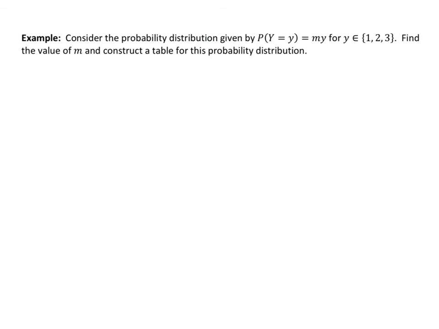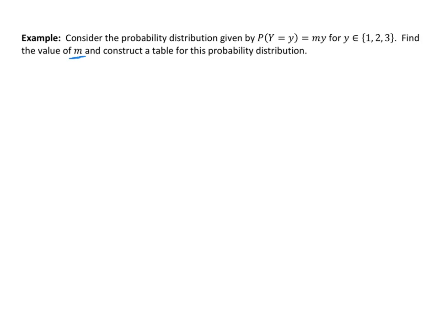It says consider the probability distribution given by P of Y equals my for y being a part of the set 1, 2, 3. Find the value of m and construct a table for this probability distribution. I would really encourage you to pause the video and try the beginning of this one on your own. Maybe try what you think it should be, and then watch a little bit of the video and see if you were right, and then see if you can piece together how to do this. We're being asked to find the value of m, which means you're going to need to set up some kind of an equation and solve.